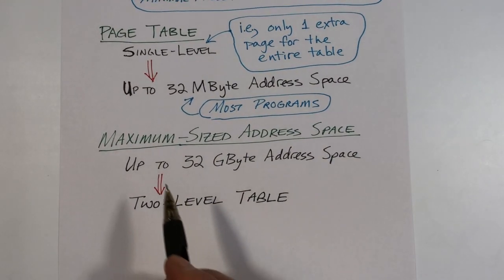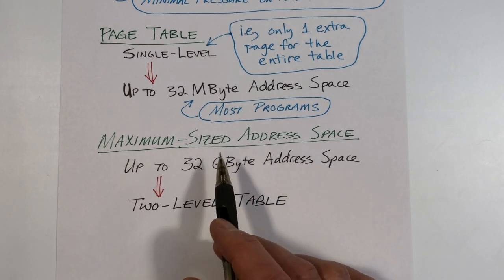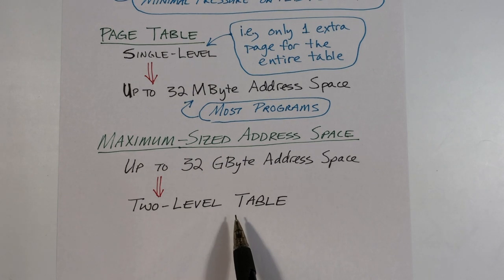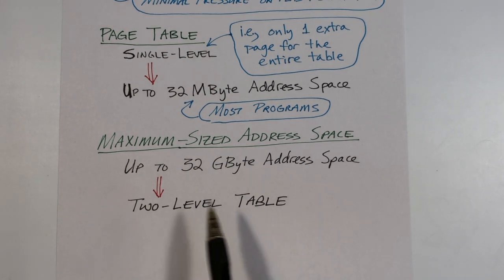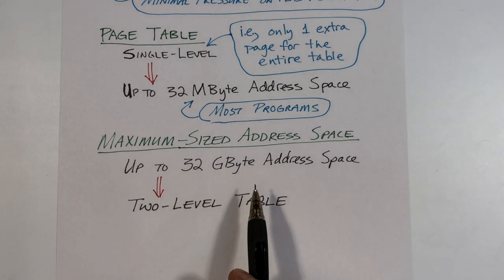And for really large programs, and there will always be a few of these, we can get by with at most a two-level page table. With up to 2 levels in the page table, we can access all of the 32 gigabyte address space.